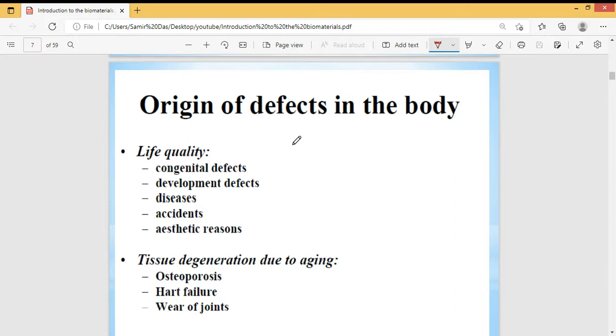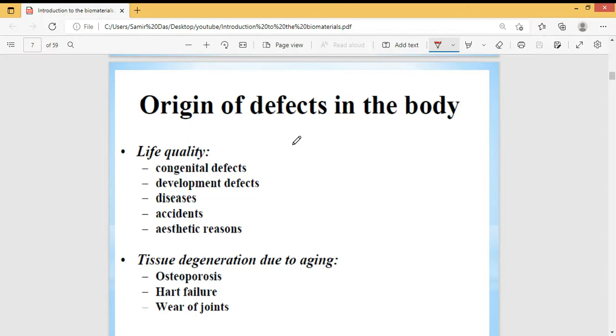and sometimes we go for an implant only for aesthetic reasons. So basically for aesthetic reasons we go through skin grafting, oral implant. So these all. Now comes the tissue degradation due to aging.